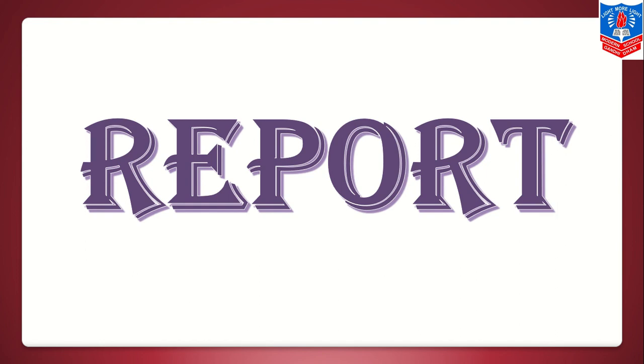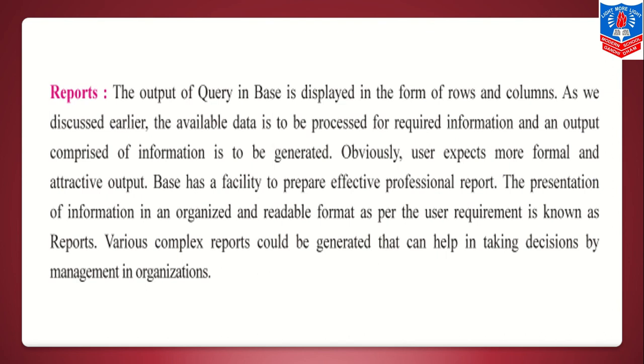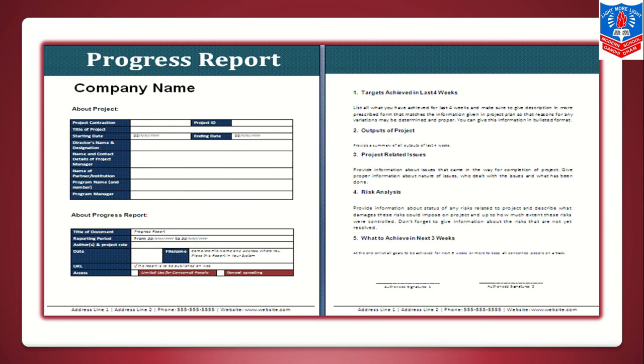Next is the report. The output of a query in Base is displayed in the form of rows and columns. As we discussed earlier, the available data is to be processed for the required information and output comprised of information is to be generated. When the result of a query comes, we generate it in report format, right? Obviously, users expect a more formal and attractive output. So, Base has the facility to prepare effective professional reports. The presentation of a report in an organized and readable format as per the user requirement is known as a report. Various complex reports can be generated that can help management in an organization in taking decisions. Got it, children? You can see the format of a report. There are many different formats according to the company for which the reports are to be made.